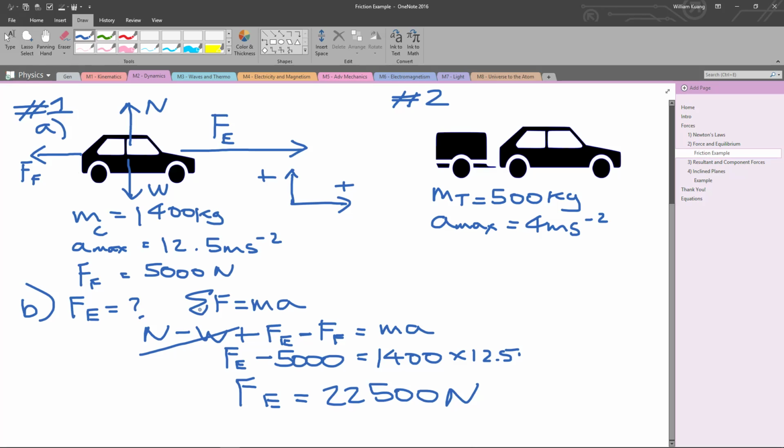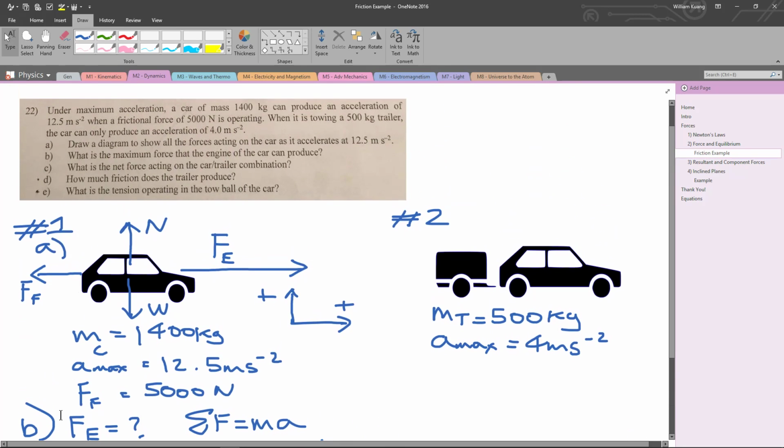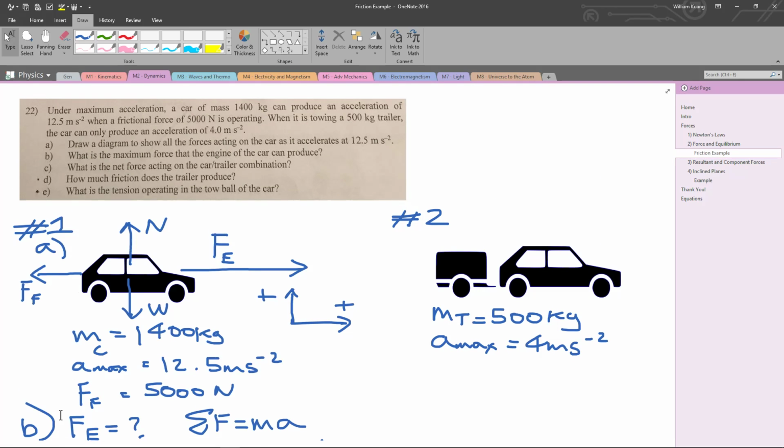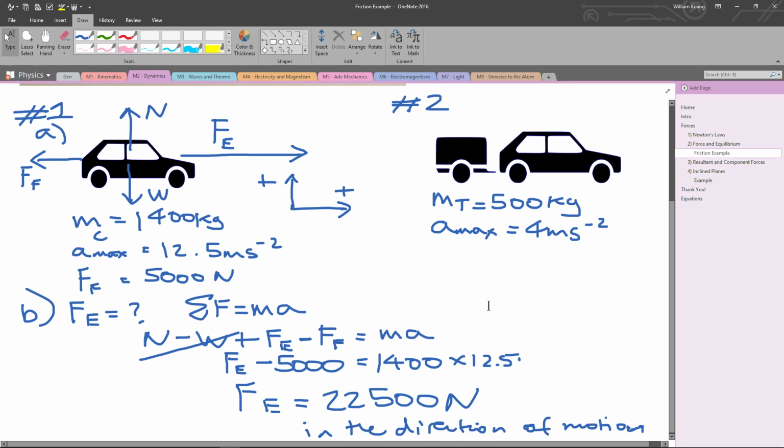And because newtons is a vector, you should always give a direction. So even though this is all relative, you can say in the direction of motion. And that's enough. So that answers part B about the maximum force that's produced by the engine. And now part C, we're being asked, what is the net force acting on the car-trailer combination? Okay, so now we're dealing with scenario number 2. So the car is now dragging the trailer, which is 500 kilograms, and you max out at 4 meters per second squared this time now.